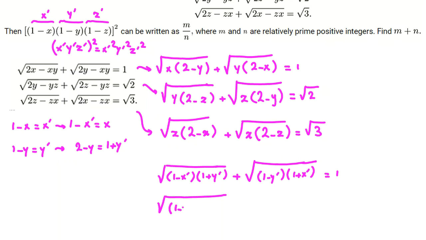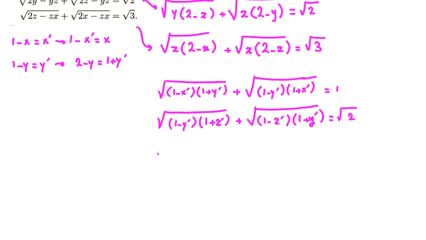For the second one, square root of y is what? Is 1 minus y prime. 2 minus z is what? 1 plus z prime. Plus square root of z is what? Is 1 minus z prime. 2 minus y is what? 1 plus y prime. Okay, it is 1 minus z prime. Here it will be 1 plus y prime, equal to square root of 2.